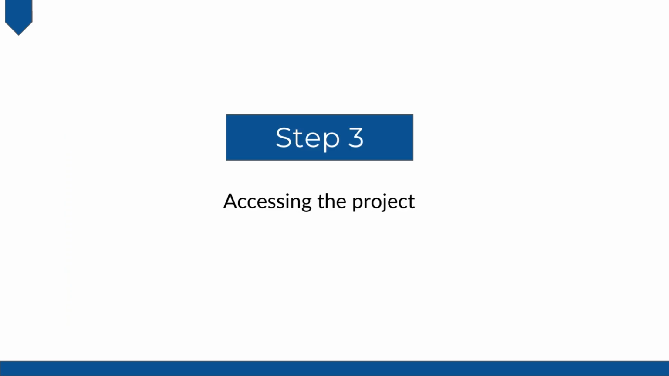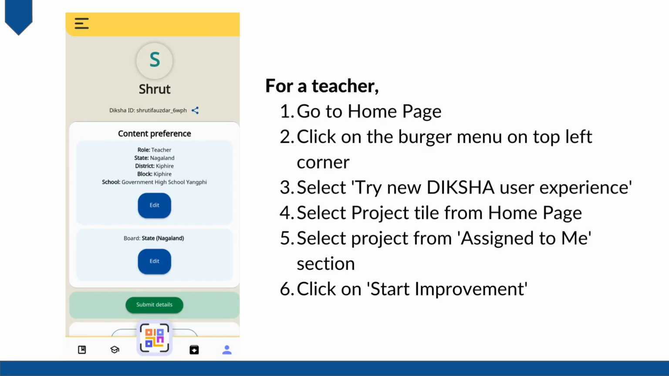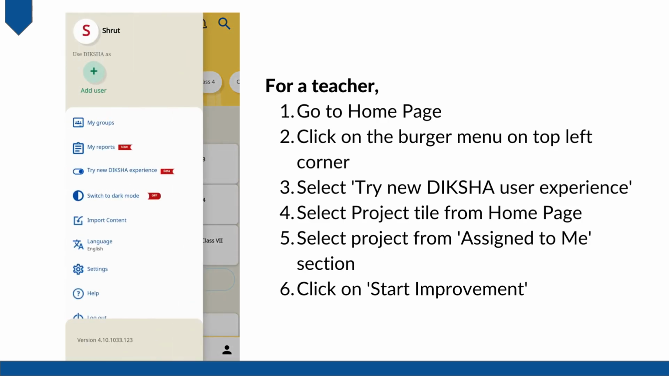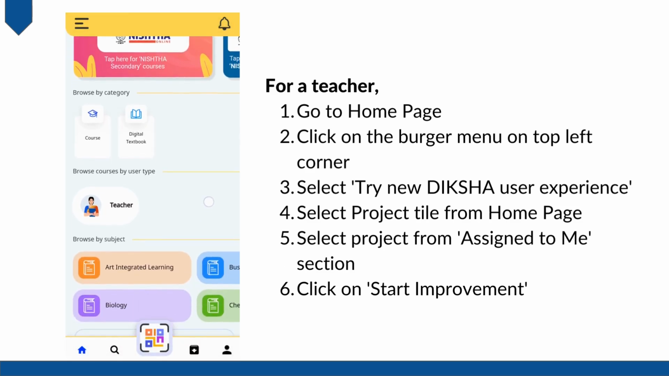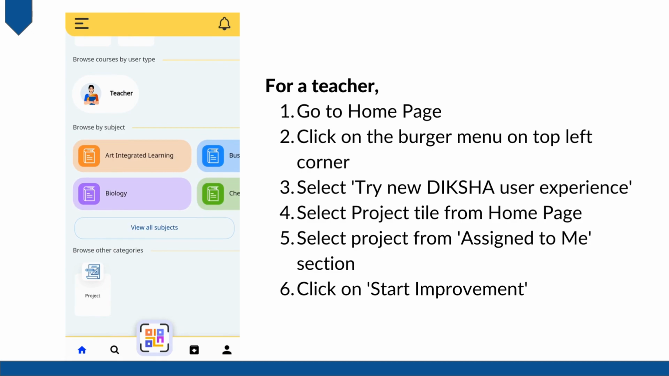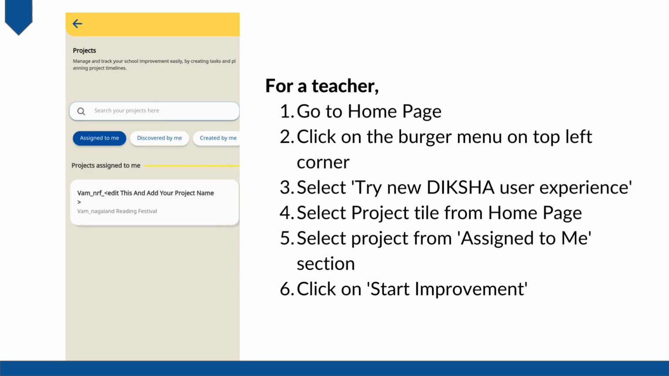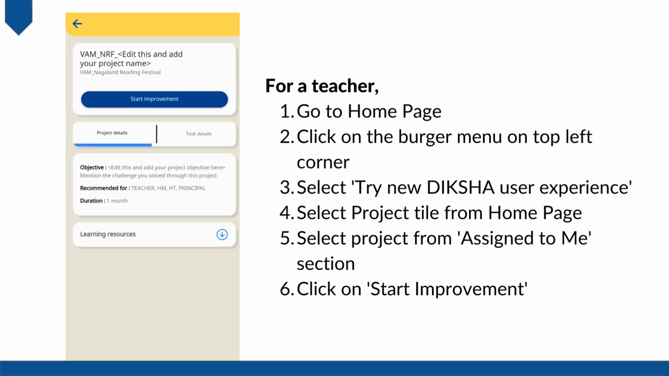Next step is accessing the project. If you are a teacher, take the following steps to access the project. Go to Home page. Click on the burger menu in the top left corner of the screen. Select Try New DIKSHA Experience. Home page screen will appear. You will see the project tile on your screen. Click on project tile and in the route assigned by me, select the project assigned to you for Nagaland Reading Festival. Click on Start Improvement to start the project.